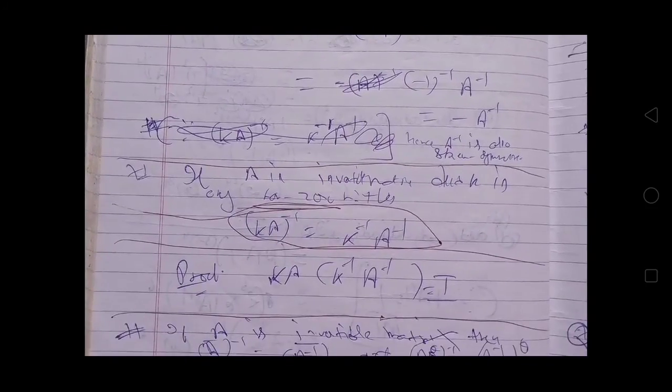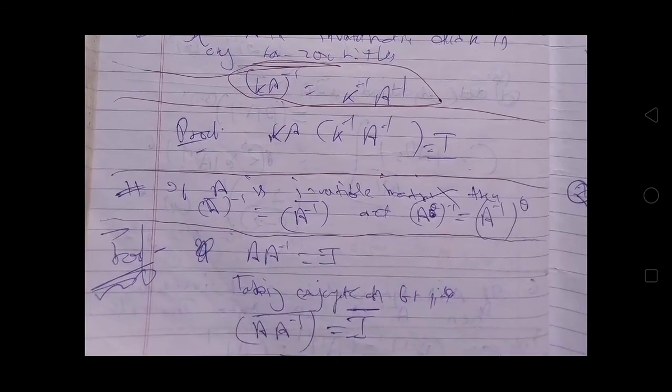Now see this note: if A is invertible and K is any non-zero number, then inverse of K into A is equal to K inverse into A inverse. Proof says KA into K inverse into A inverse is equal to identity matrix.